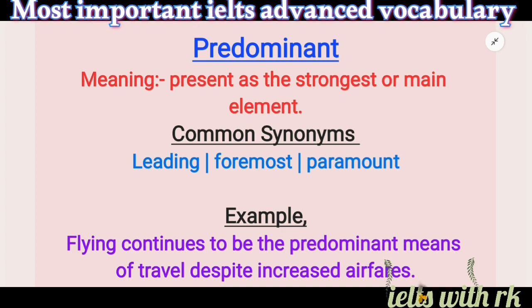Predominant. Present as the strongest or main element. Leading. Foremost. Paramount. Flying continues to be the predominant means of travel despite increased airfares.